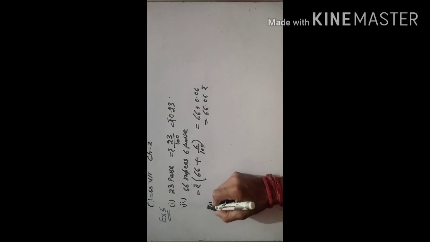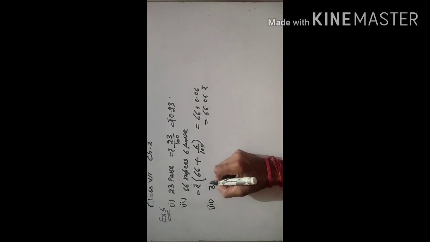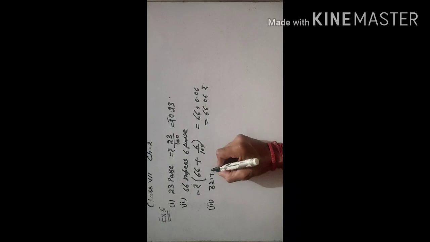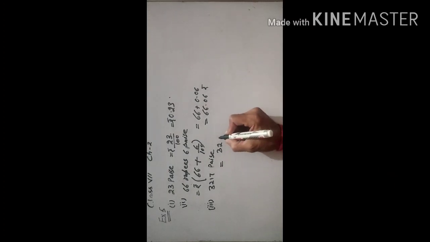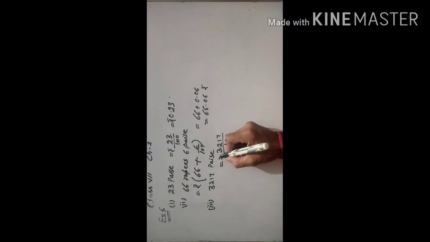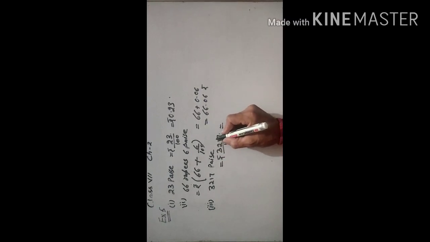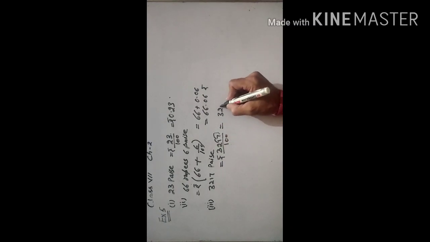Third is 3,217 paise. That is 3,217 upon 100 rupees. That is 32.17 rupees.